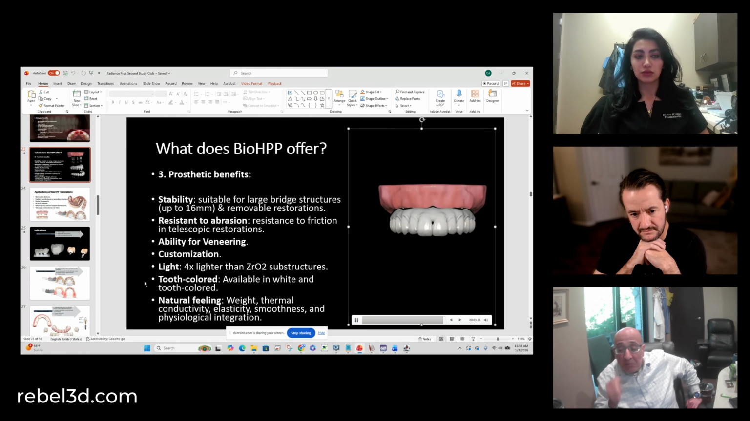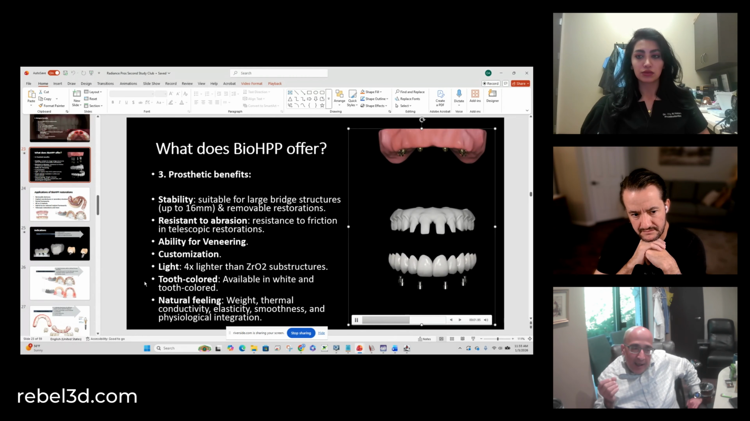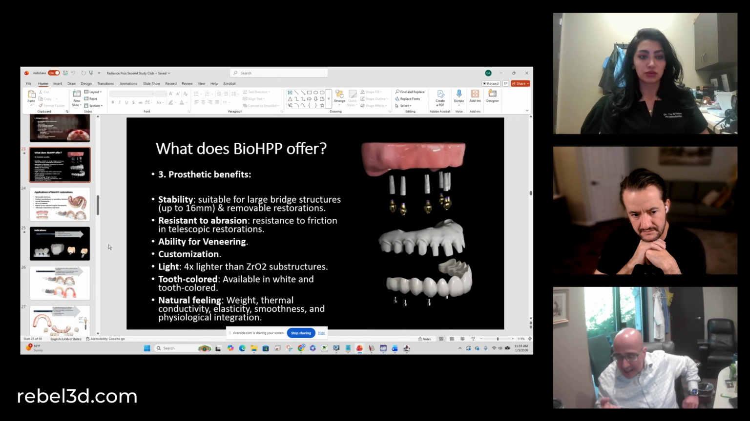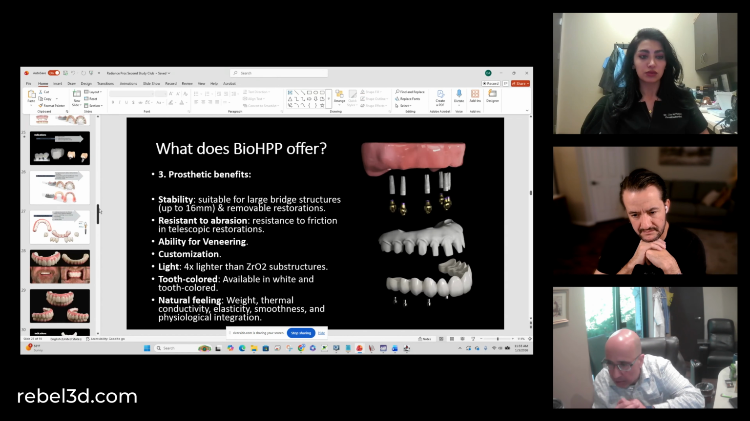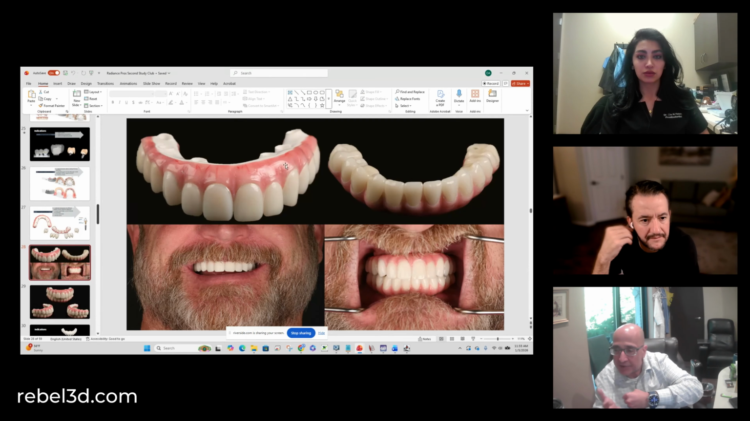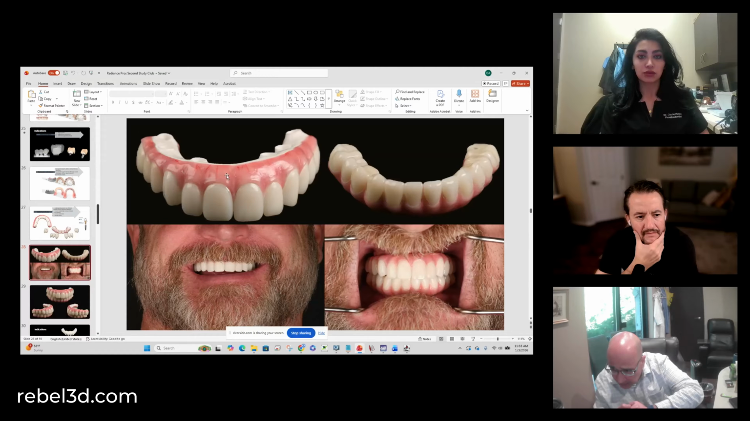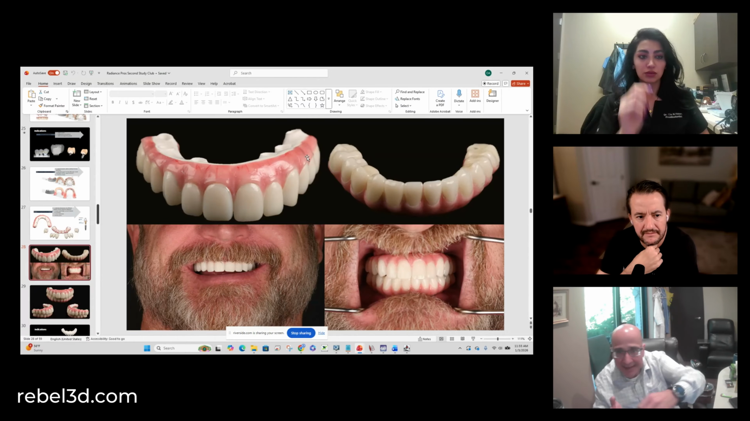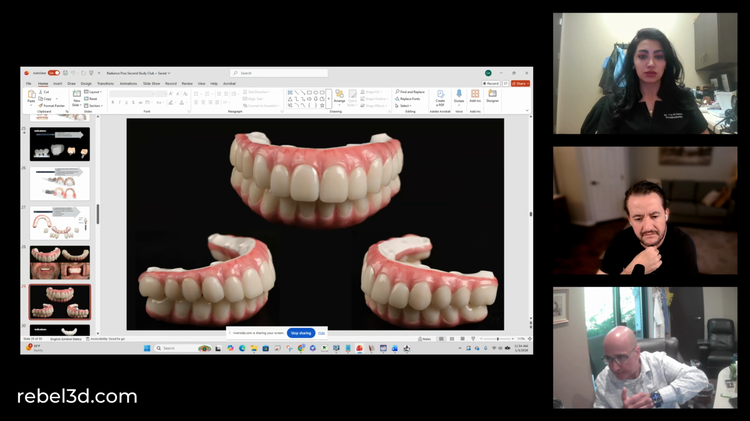Very high polishability, so it's very hygienic to the gums. The gums sometimes can attach to it. It's the same reaction as how the gums react to polished zirconia. It's the same way it reacts to this material.